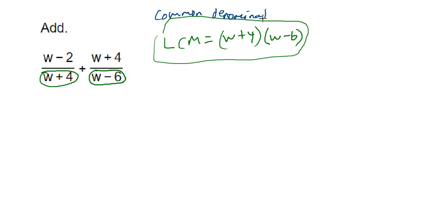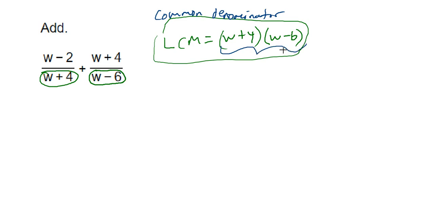This is what I want my denominators to look like. I want to make both of these denominators match up to this so that they will be the same, so that I can then add these fractions together. So take a look at this fraction. You already have the w plus 4 here, but what you want is this.